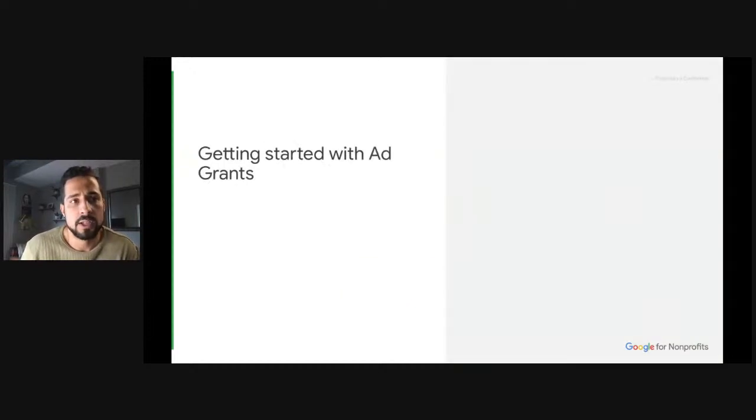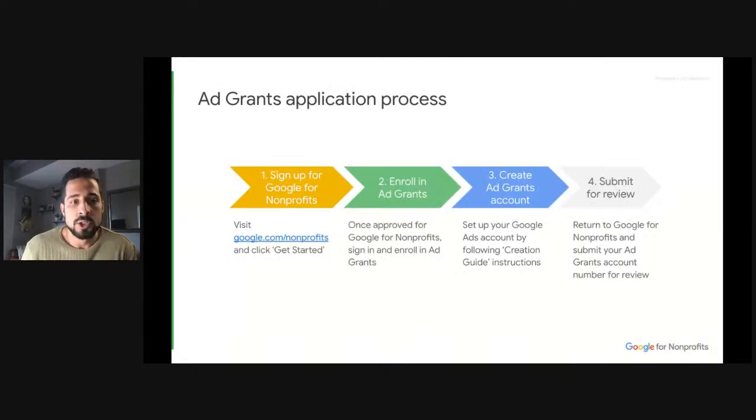And then going on to the next slide, we'll just talk about how you actually get started. So let's get into it. The first step you're going to need to do is sign up for Google for Nonprofits at google.com/nonprofits if you haven't already. Once you've been approved through that process, you can then enroll for ad grants. Then you're going to need to create an ad grants account, which you can do by following our creation guide. And then lastly, you can submit your ad grants account number for review. And once it's been approved, you should be ready to go.